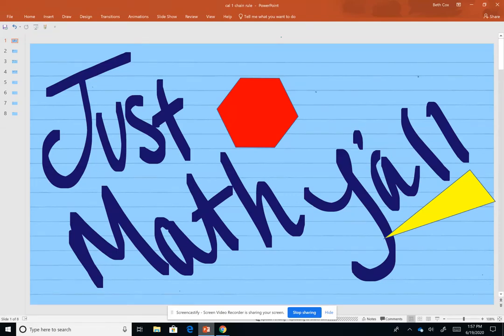Today we are going to look at the chain rule. This is Cal 1. We're looking at the chain rule. We're going to explore it just a little bit, and then we've got some examples in this series. So let's get started.